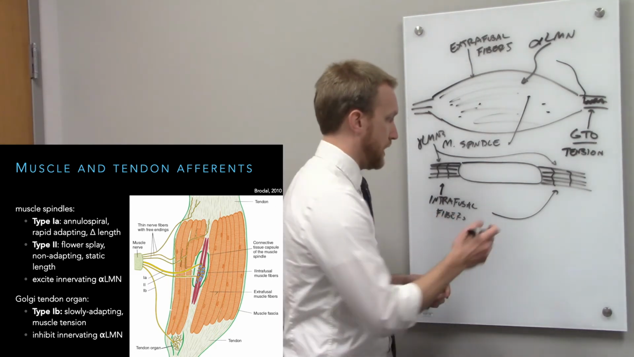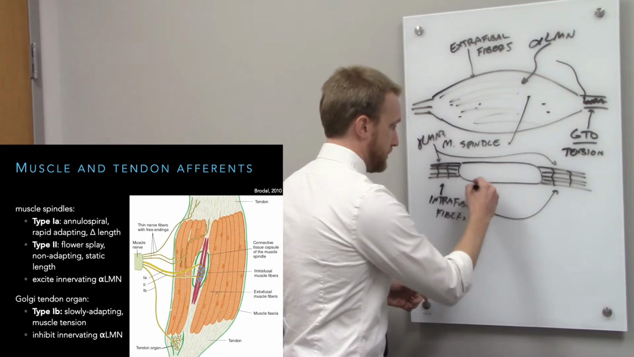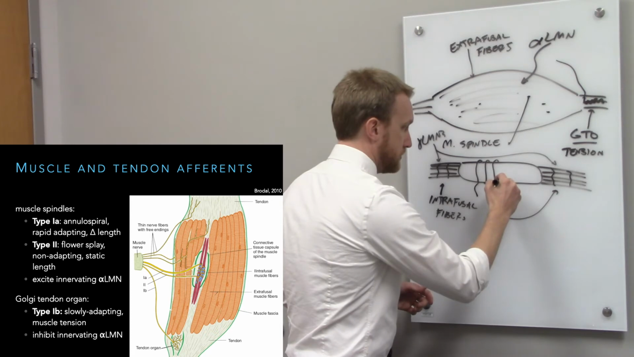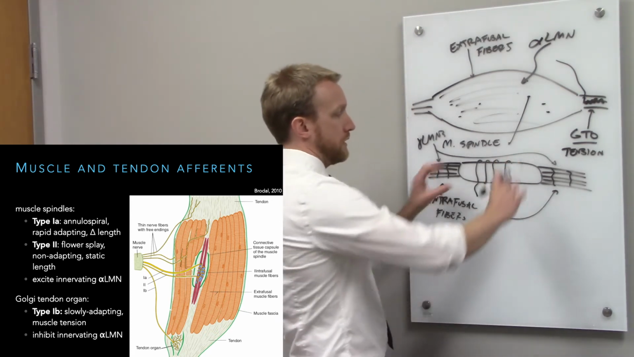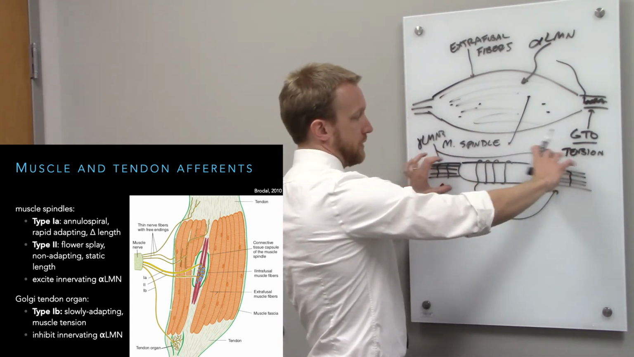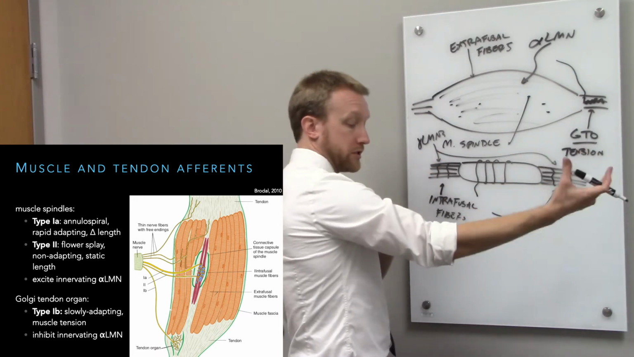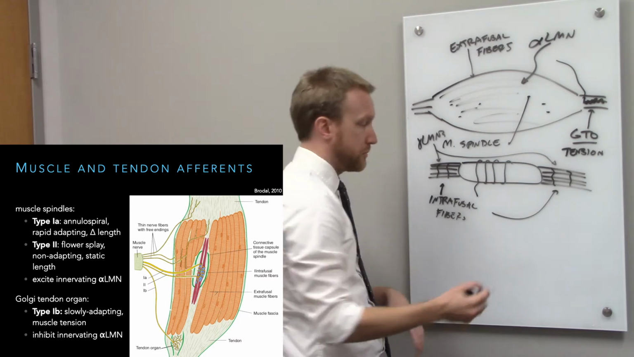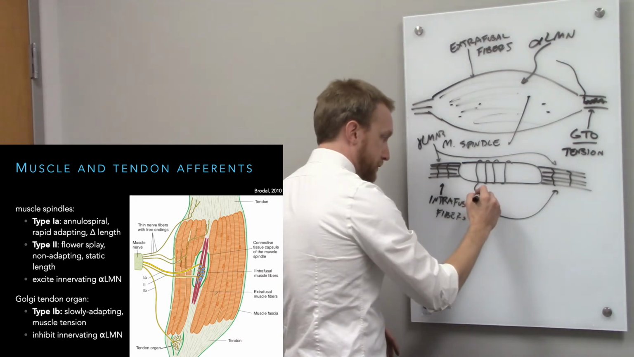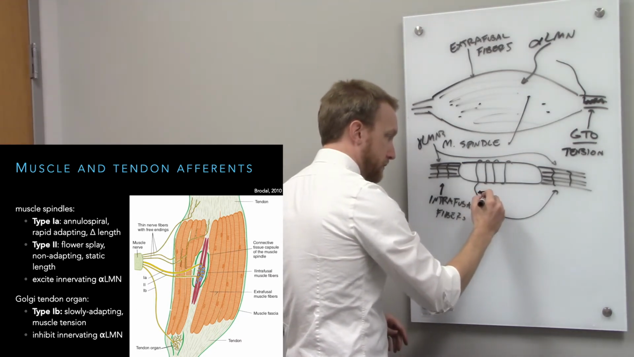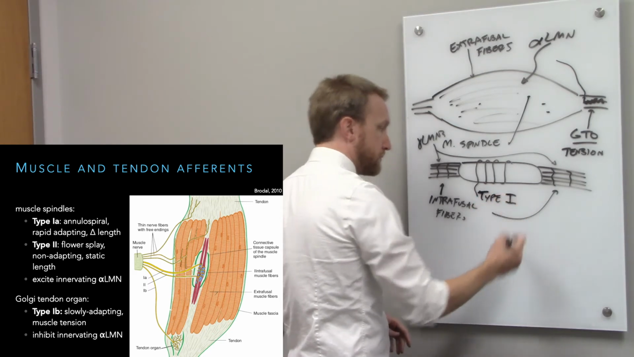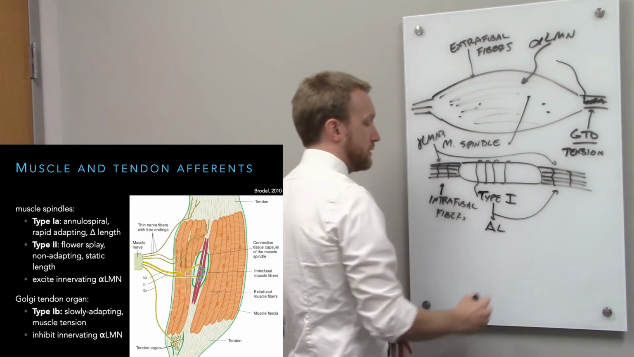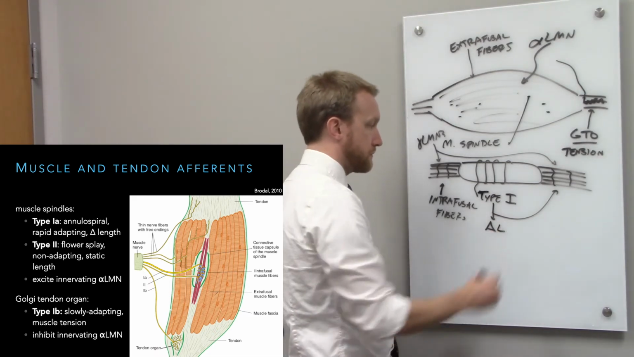So we got two types. There's the 1A that kind of wraps around, if you will. So as the muscle spindle gets stretched because the muscle is stretched, that stretches the axon and pulls open stretch receptors. So we got type 1, and that's what senses changes in length as they're occurring.